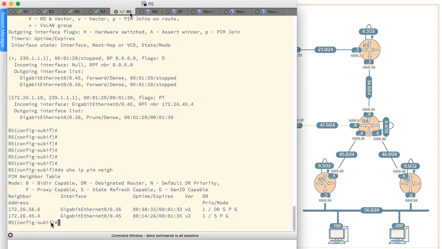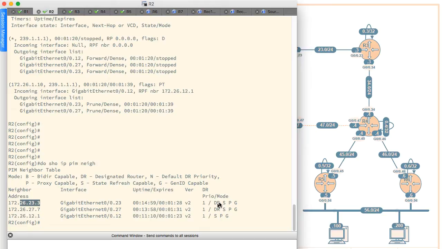Now, one of the most important things, this relationship does not tell you whether it's a sparse mode relationship or a dense mode relationship. So if I go back to, say, R2, R2 has a bunch of neighbors. All it tells me is R2 is the DR on this particular link, so on G0/0/23. Now remember, it's a point-to-point link, but PIM is treating it as a multi-access interface, so that's why there is a DR election here. PIM dense mode itself does not require a DR election, but on multi-access, remember IGMP version 1 may need to use this as a designated querier, so it's built into the protocol.